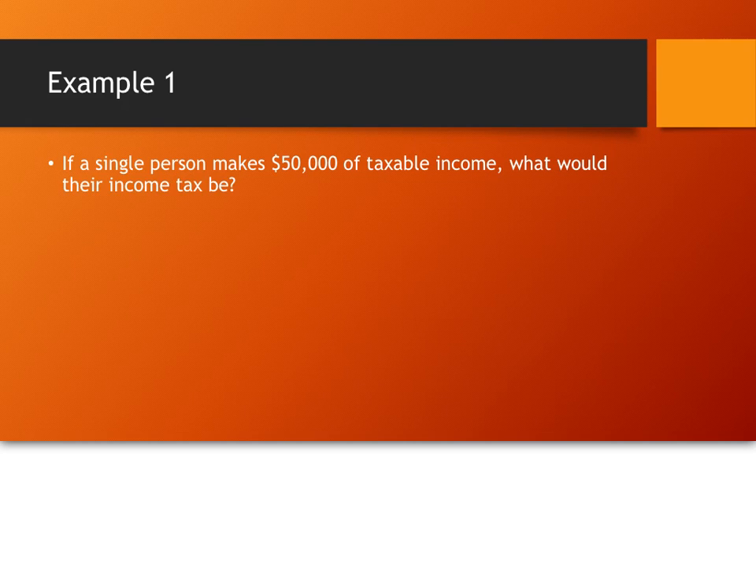So what I have to do is start out by finding the difference between 50,000 and 36,900. 50,000 minus 36,900. Type that in your calculator. You should get 13,100. So that's the amount in excess.